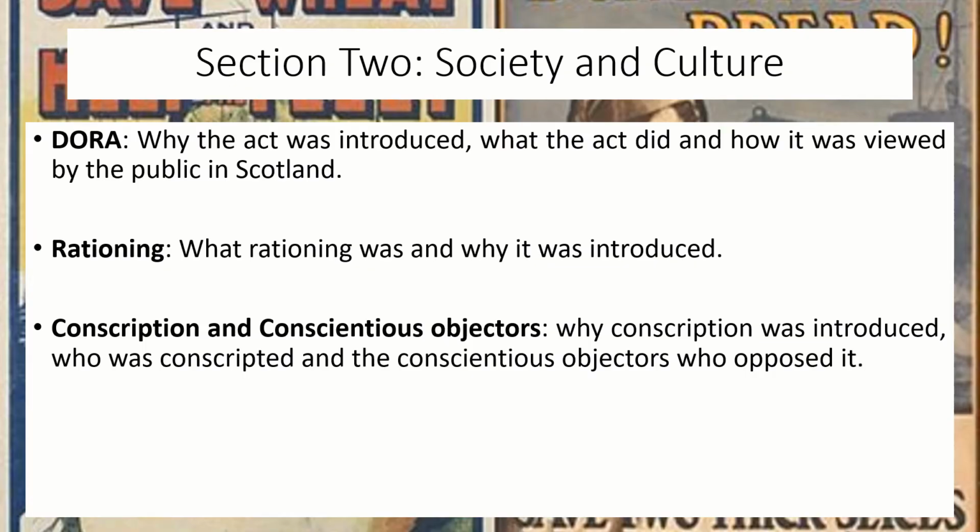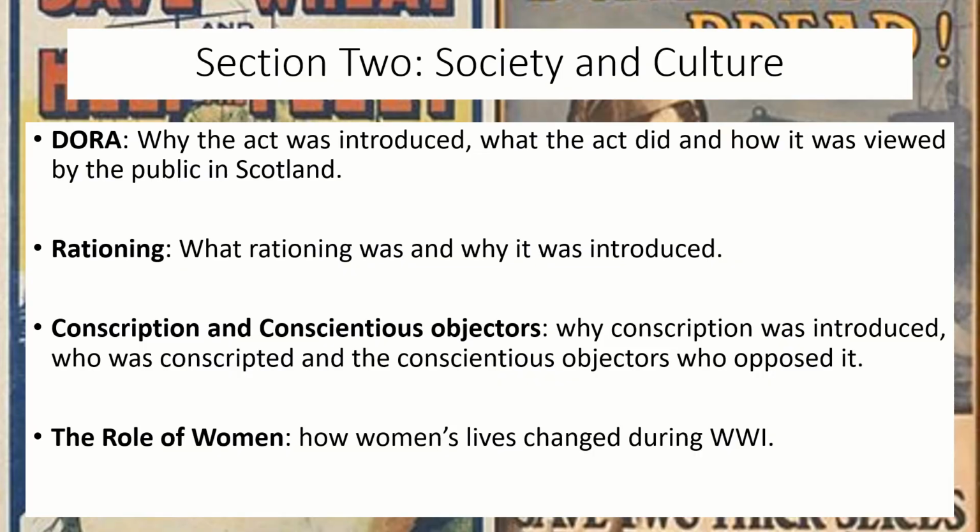And we look at conscription and conscientious objectors. Conscription is just being basically forced to join the army, and a conscientious objector is someone that refuses to be conscripted. So we look at why conscription was introduced, which groups were conscripted, and the various reasons for conscientious objectors opposing conscription.